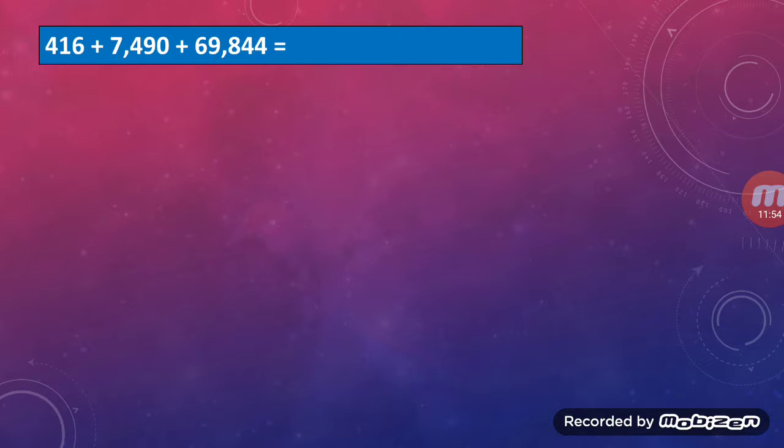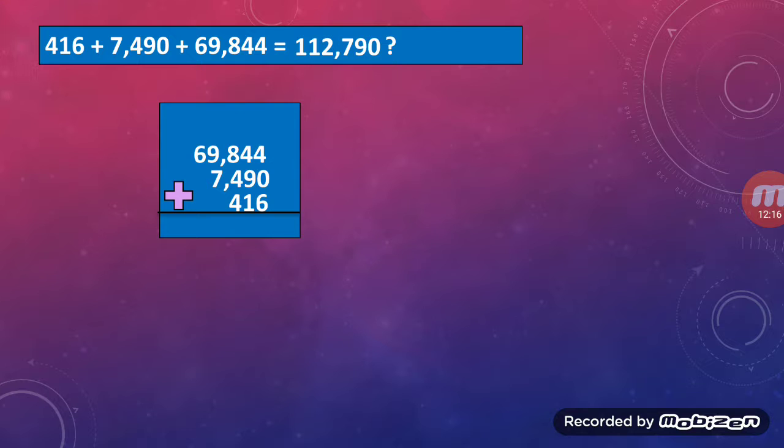Now we see here 416 plus 7,490 plus 69,844. Now we see it equals 112,790. Well, you might be thinking, isn't that our answer? Is it? We can check by using the counting out nines method. So first, we're going to add all of the numbers together, which is the simplest way to discover whether that answer is true or false. So, adding our numbers together, we can see a 0, so far we're on the right track.